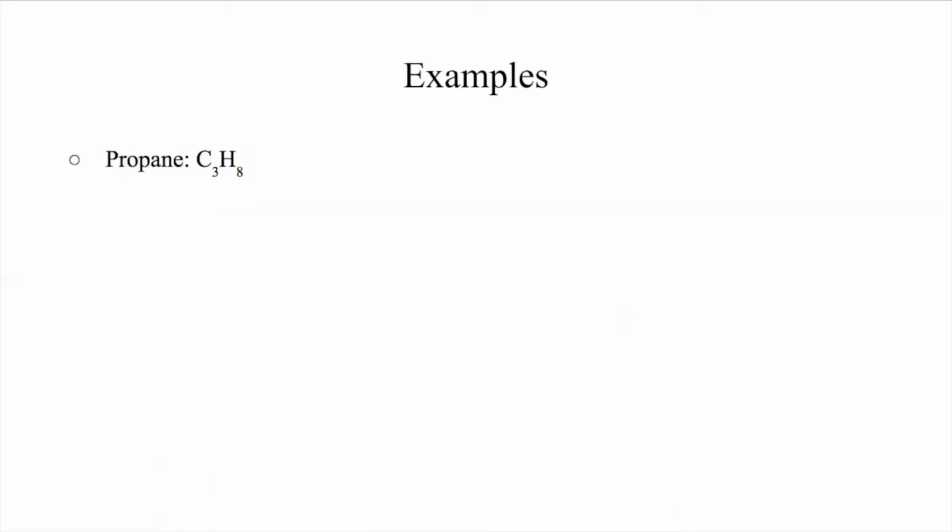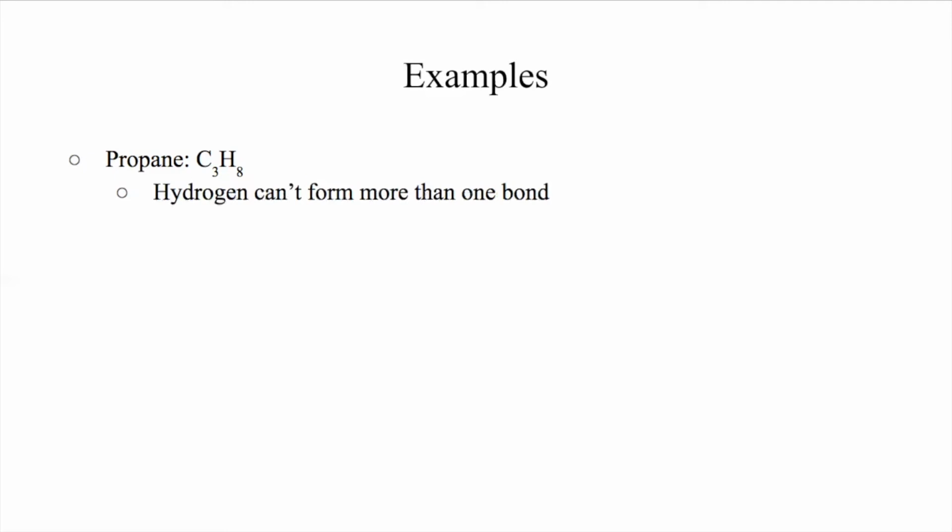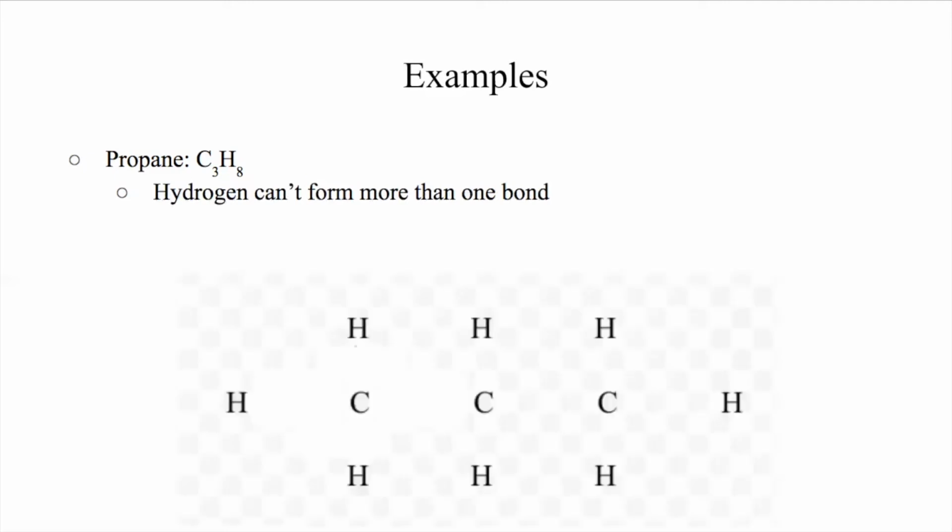Propane, C3H8. The total number of valence electrons present will be 3 times 4 for the carbon atoms, plus 8 times 1 for the hydrogen atoms, for a total of 20. To draw the molecular skeleton, we have to remember that hydrogens can't form more than one bond, so the carbon atoms must be inside. We end up with this. When we fill up the bonds, we end up with something that looks like this.